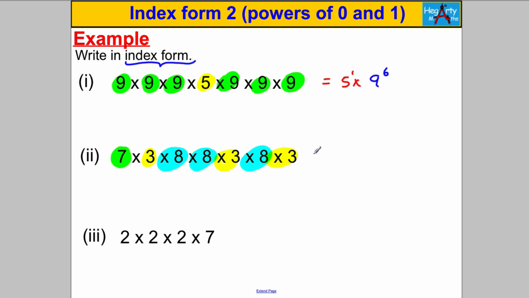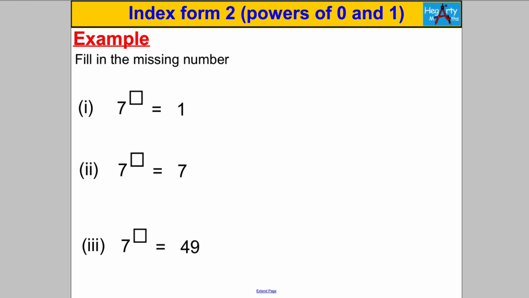So let's put them in base number order and remembering to write them in index form. So we're going to write that as 3 to the power of 3 multiplied by 7 to the power of 1, that's right, good. And then lastly multiplied by 8 to the power of 3. Last one I'm sure you can do without colouring in. This is just going to be equal to 2 cubed multiplied by 7 to the power of 1. And we're done.